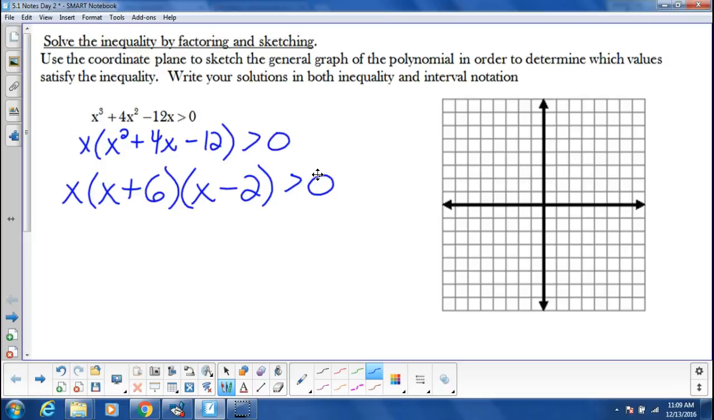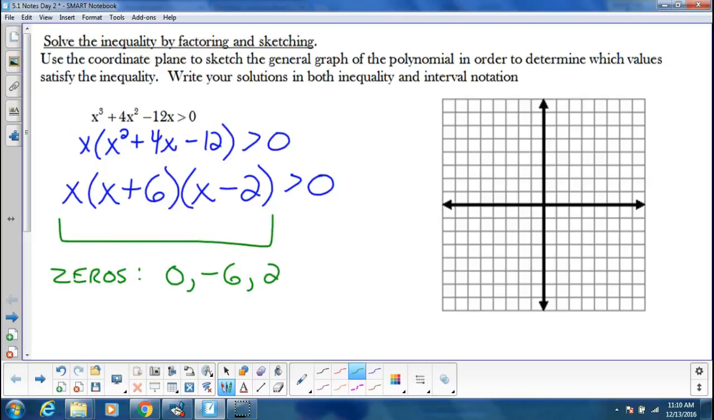What that tells you is you have zeros at 0, -6, and +2, if you set these factors right here equal to 0. So you'd cross over the x-axis at 0, -6, and +2. It has an odd degree with a positive lead coefficient.